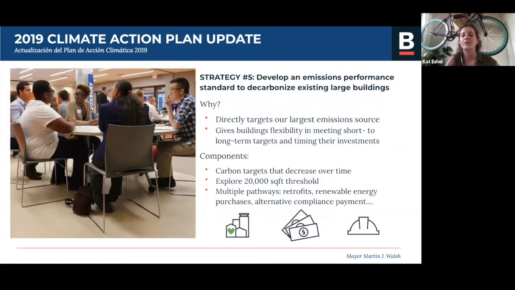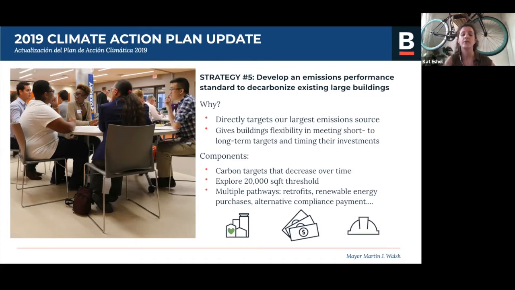So the policy that we're talking about today was one of the high priority policies highlighted in the 2019 Climate Action Plan update. It corresponds to strategy number 5 to develop an emissions performance standard to decarbonize existing large buildings. The reason this policy was identified as a high priority is because it directly targets our largest source of emissions. Buildings in Boston account for 70% of our emissions, and the BERDO buildings, those big buildings that report, account for about half of that chunk. So it's a lot of emissions for relatively few buildings.